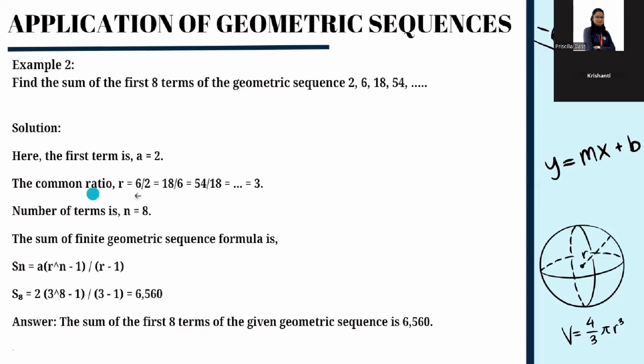ar divided by a, or we can use ar² divided by ar, or ar³ divided by ar². For example, 6 divided by 2 equals 3, 18 divided by 6 equals 3, 54 divided by 18 equals 3. So all are the same. We can see the constant common ratio, the multiplication is only 3. The number of terms we will be calculating is 8.